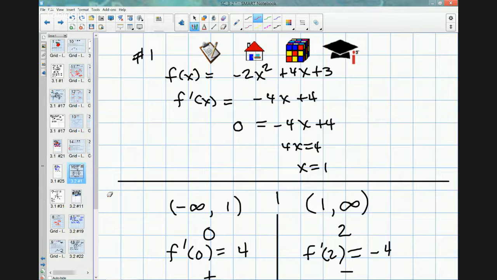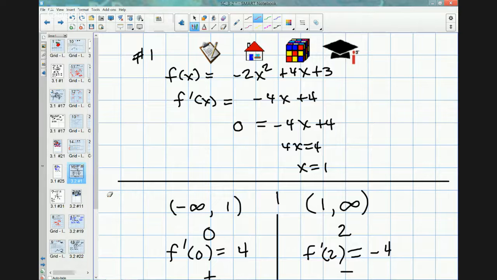So, got your books handy? This is on page 189. The function is negative 2x squared plus 4x plus 3, and you're supposed to find all the relative extrema. All right, so step 1, find the derivative.